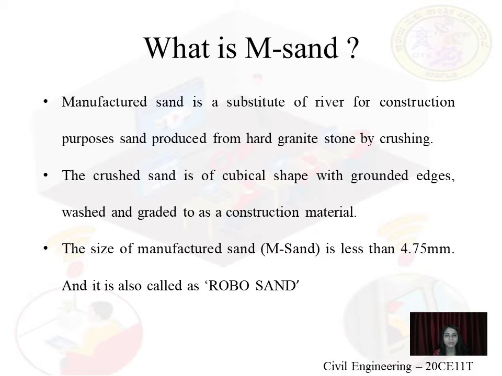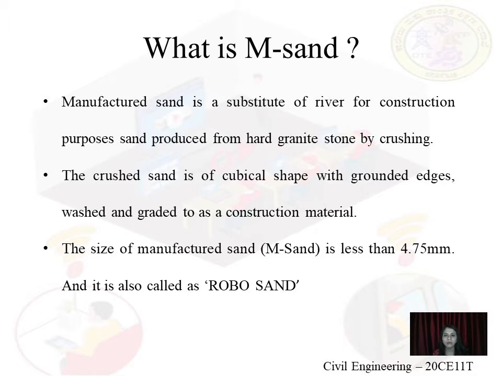It's very simple. It's an artificial sand which is produced from the crushing of hard stones into small size angular shaped particles, and further it is washed to get a finely grained aggregate. That is the definition of manufactured sand. This manufactured sand is a substitute of river sand which is used for construction purposes.